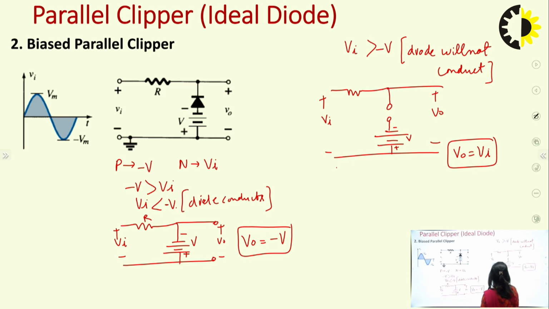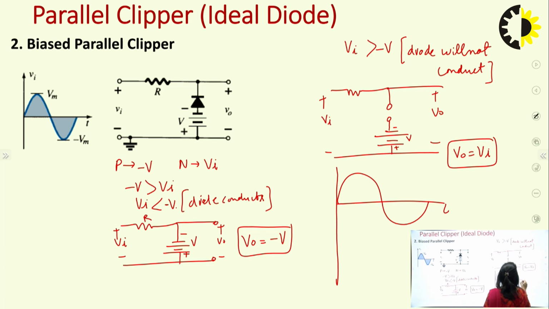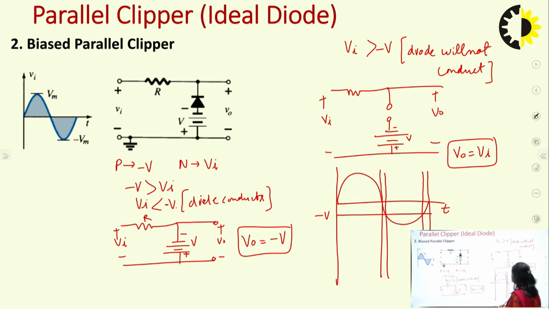Now the output waveform. First we will draw the input, this is our input, and we have a threshold line at minus V. So we will plot here minus V, this is minus V. Now intersecting lines will be there. So the conducting region is Vi less than minus V. So this part is conducting, this part is conducting. So for the conducting region the output is minus V.